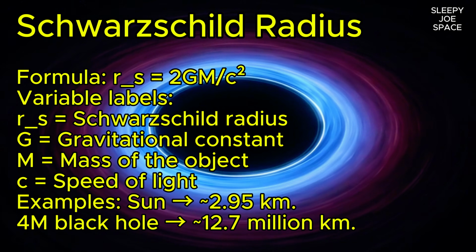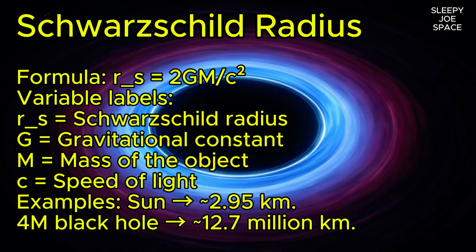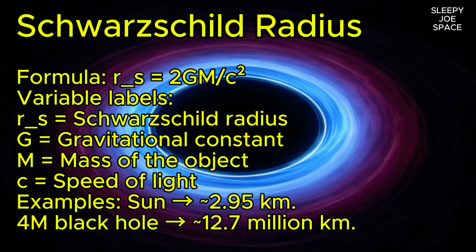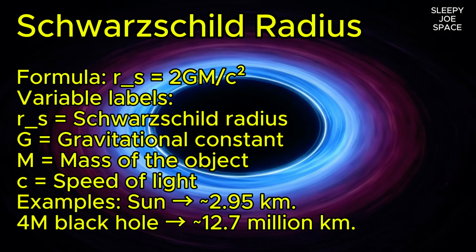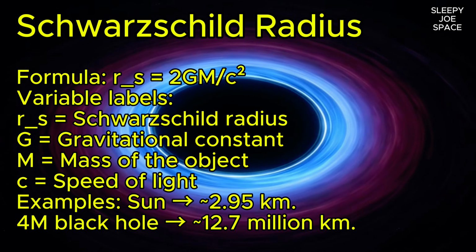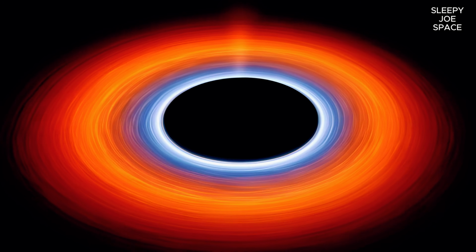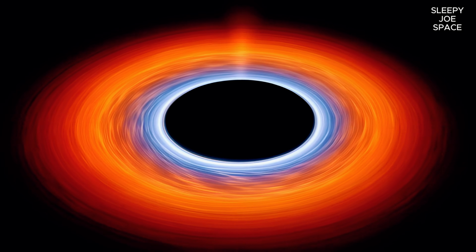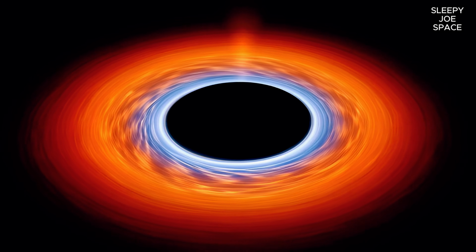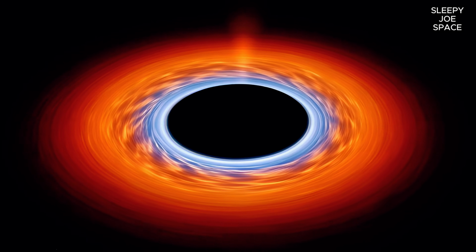G is the gravitational constant. M is the mass of the object. C is the speed of light. For every kilogram of mass, there exists a corresponding length scale. For the Sun, that scale measures approximately 2.95 kilometers, roughly 1.83 miles.